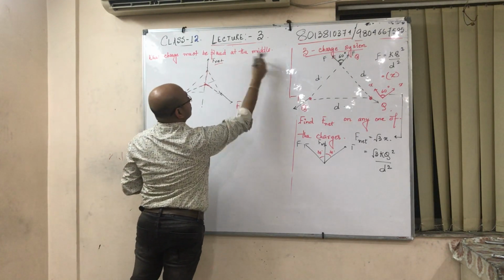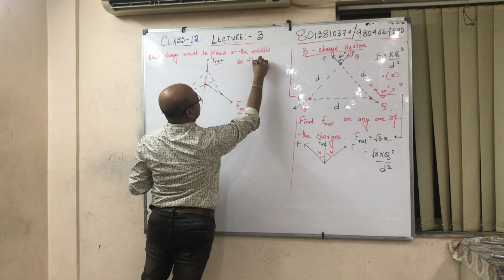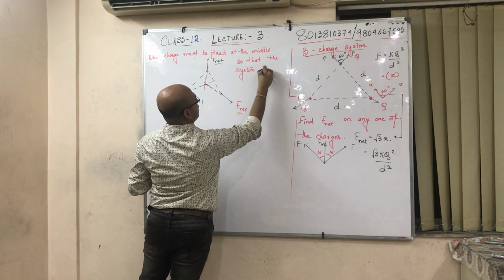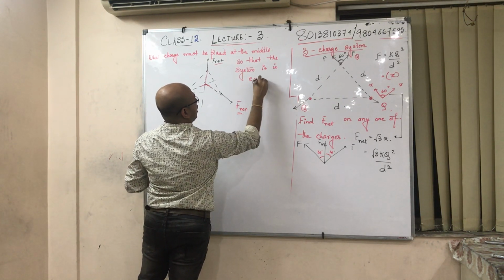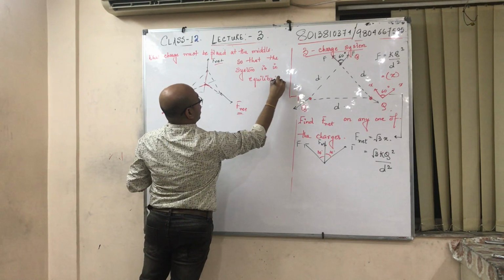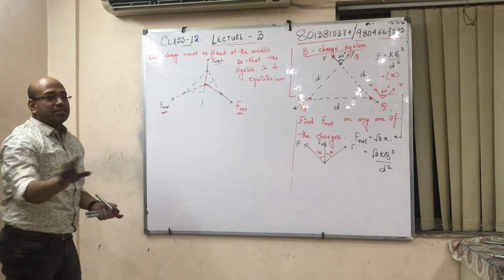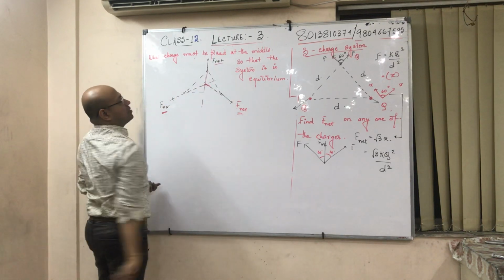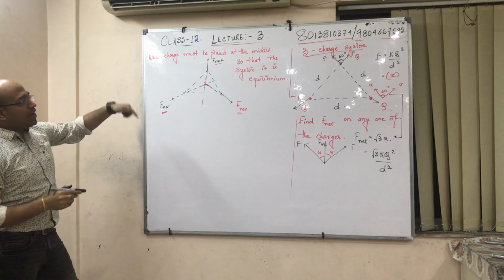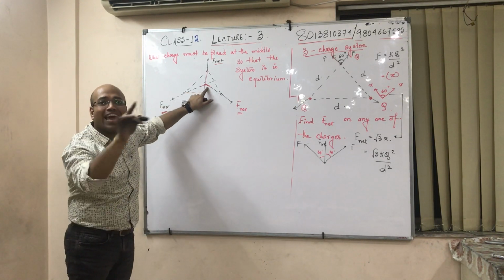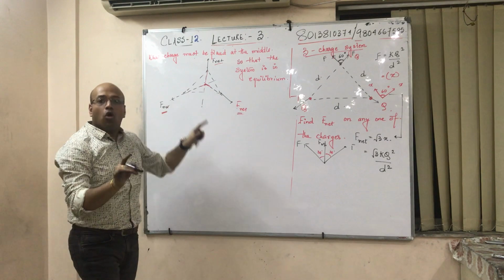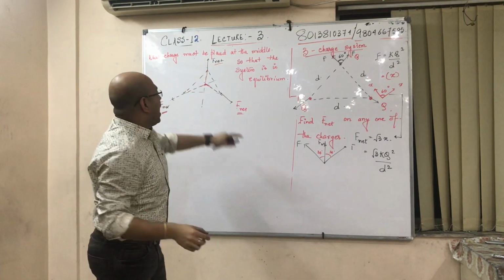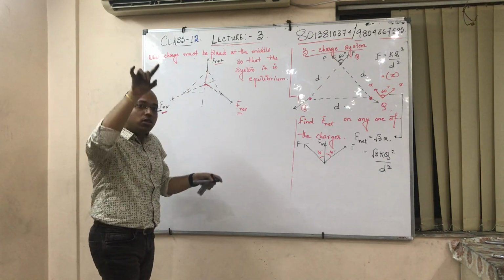What charge must be placed at the middle so that the system is in equilibrium? Now I talk about the system. Now in this case, every charge has the tendency to move away. See, every charge has a tendency to move away. So what do we need to place? Sir, we need to place a negative charge at the middle so that the negative charge can hold the positive charges and be attracted by all the three charges.